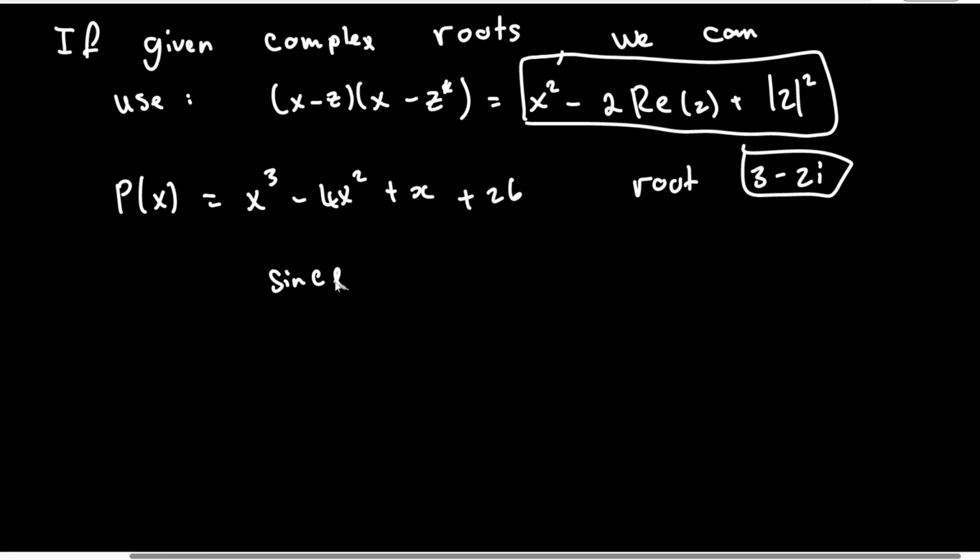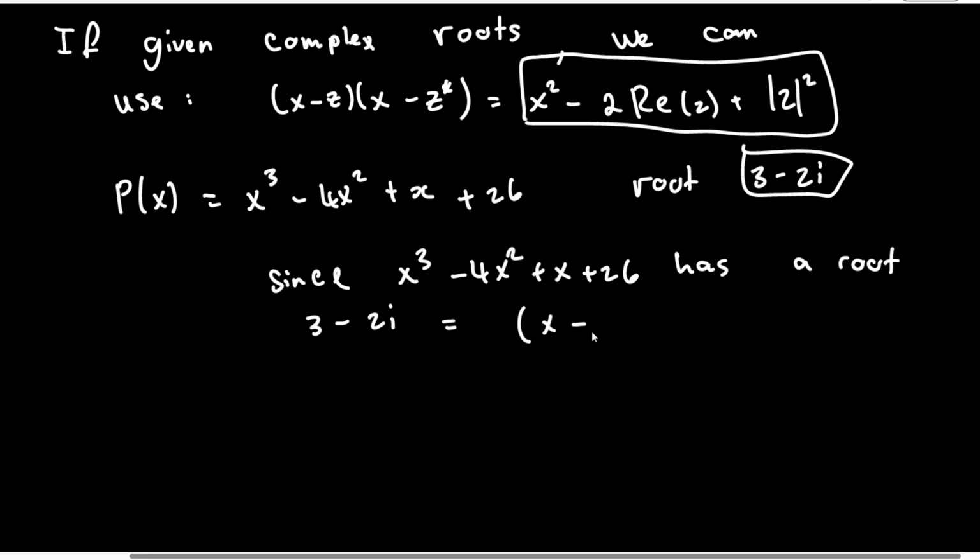we can say since x cubed minus 4x squared plus x plus 26 has a root 3 minus 2i, I can then say it can be x minus, I'm just going to plug it in there for reference, 3 minus 2i, and x minus the conjugated form, 3 plus 2i. Okay, now I know this all still seems very, very confusing. But let's quickly just plug this into the formula so it makes sense.